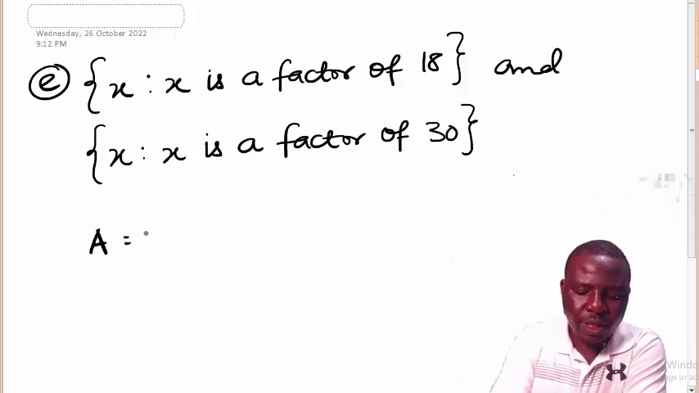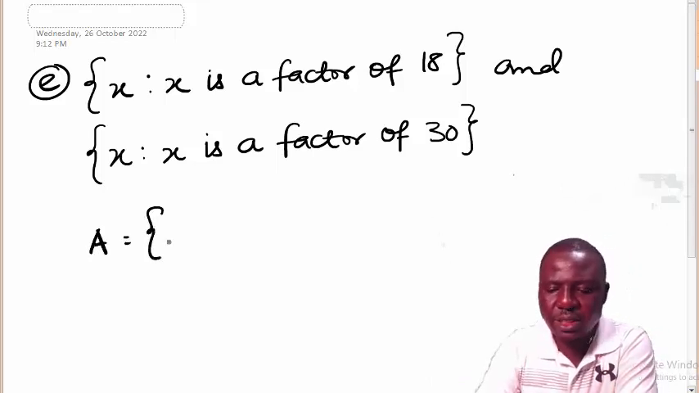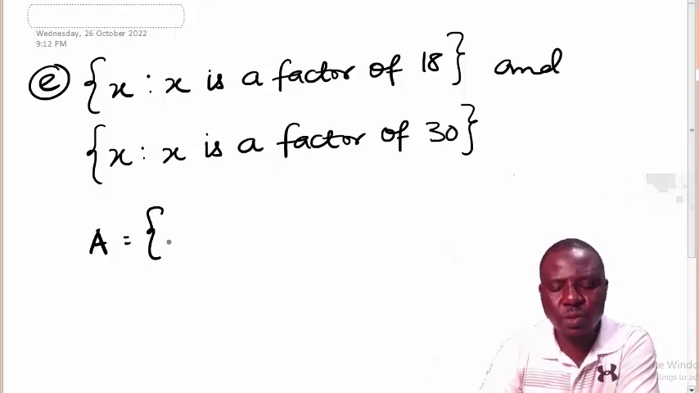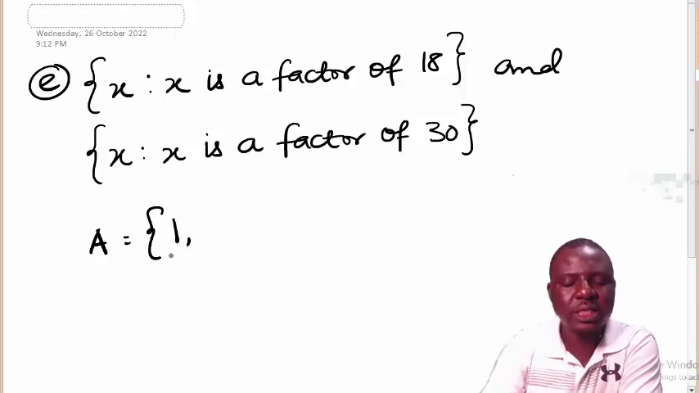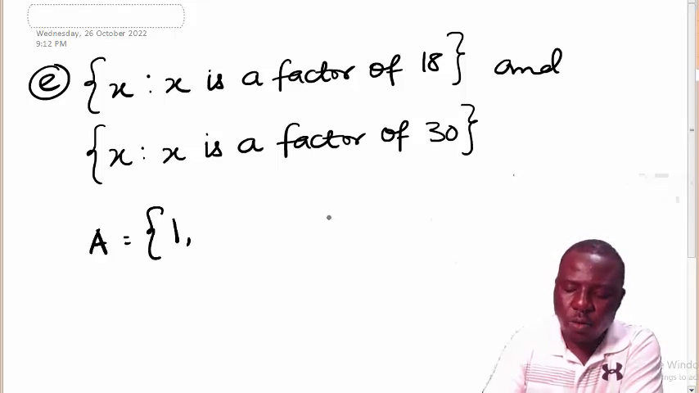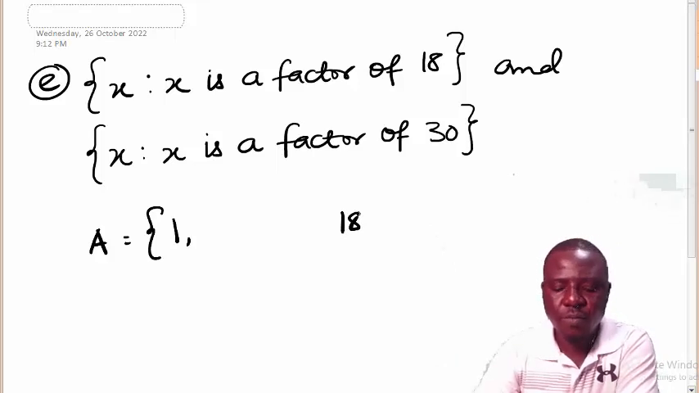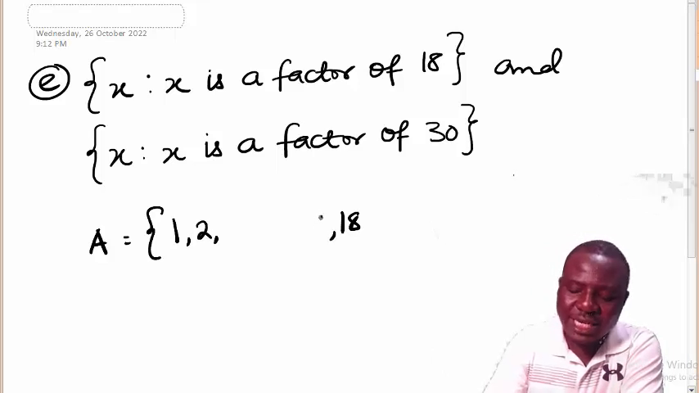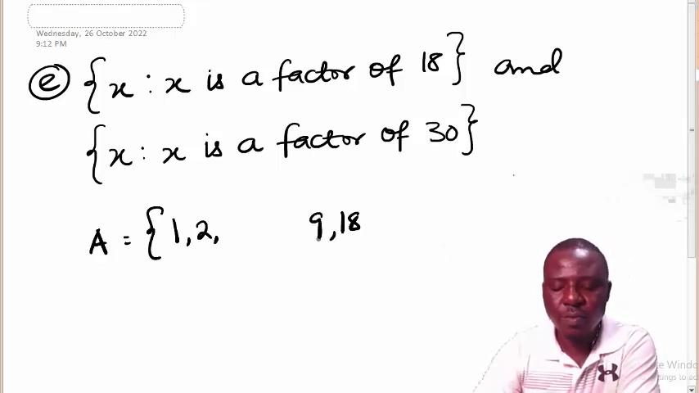So, set A is defined as a set of elements that are factors of 18. And what are those smaller numbers that can divide 18 without remainder? We said 1 is a factor because 1 can divide 18 eighteen times. So I will say 1 and 18, because 18 is also a factor of itself. Also 2 is a factor of 18. 2 can divide 18 nine times. So if 2 can divide 18 nine times, it means 9 can also divide 18 two times. So both of them are factors of 18.